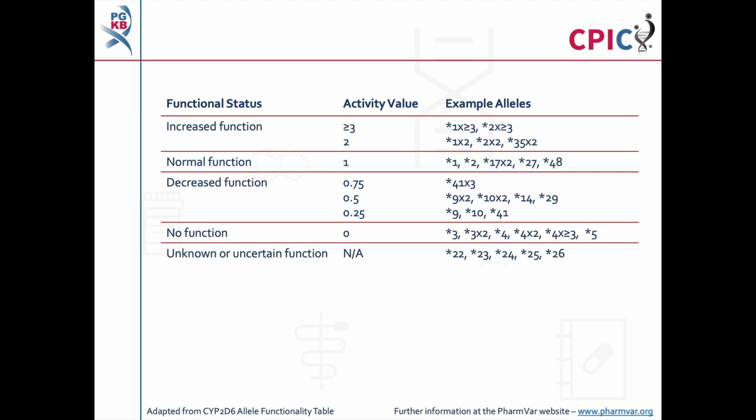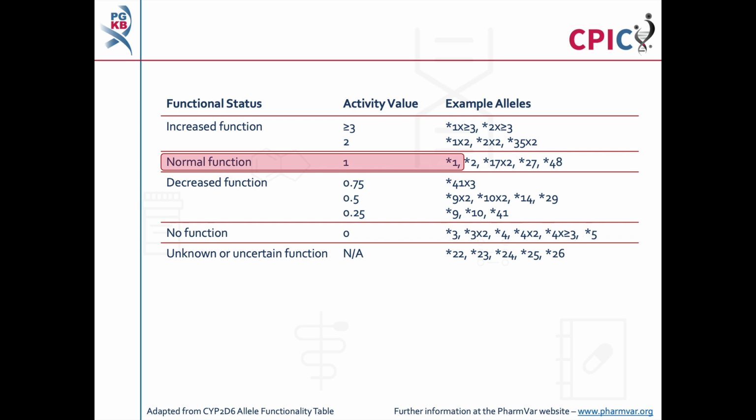There are over 170 different CYP2D6 alleles, which are designated as star alleles. Each star allele can be assigned an activity value based on its activity level compared to the star 1 allele. The star 1 allele has an activity value of 1. This table gives the activity values of some CYP2D6 star alleles. It is based on the CYP2D6 allele functionality table, which can be found on the PharmGKB and CPIC websites. Links are given in the description below this video.